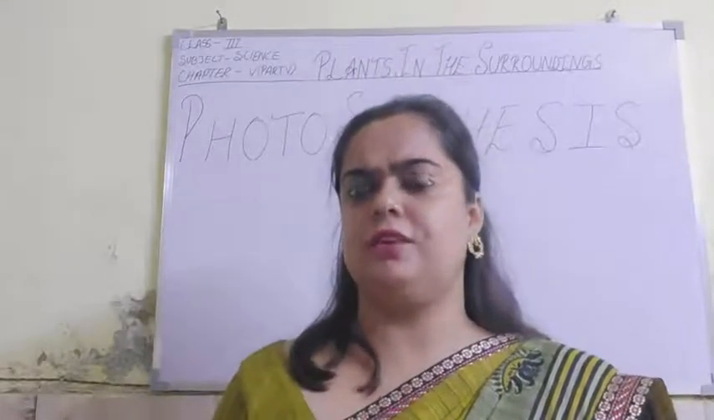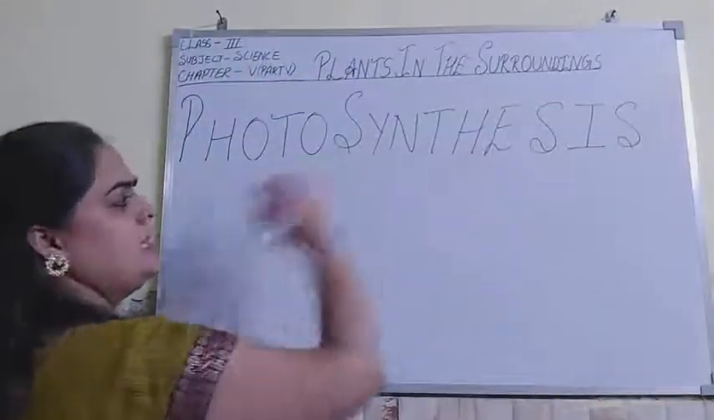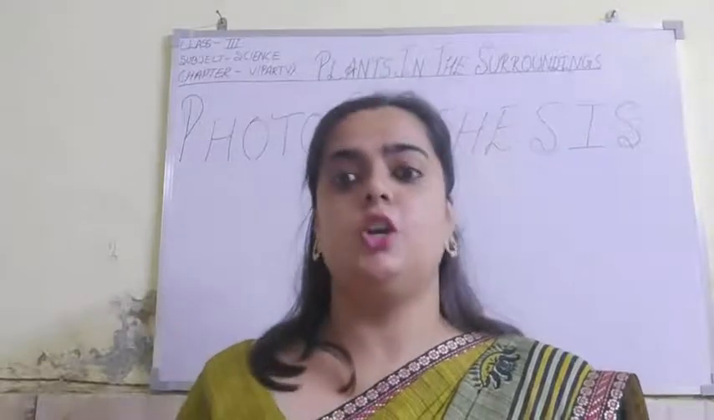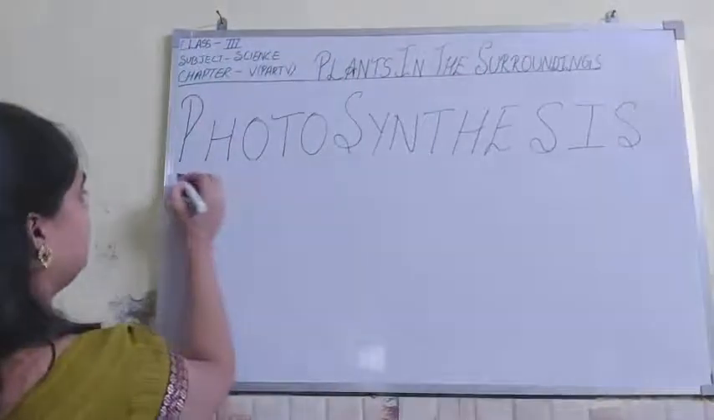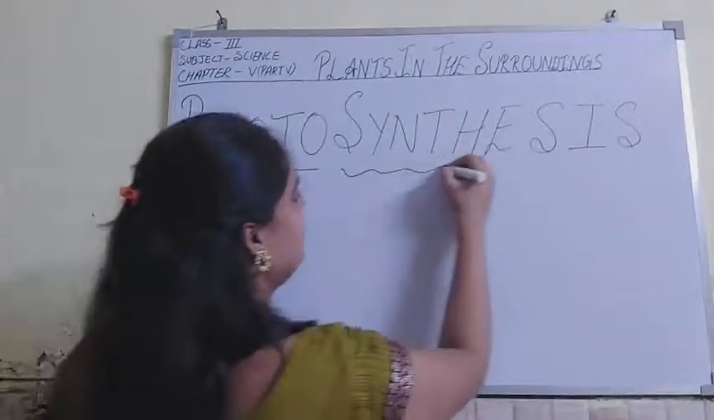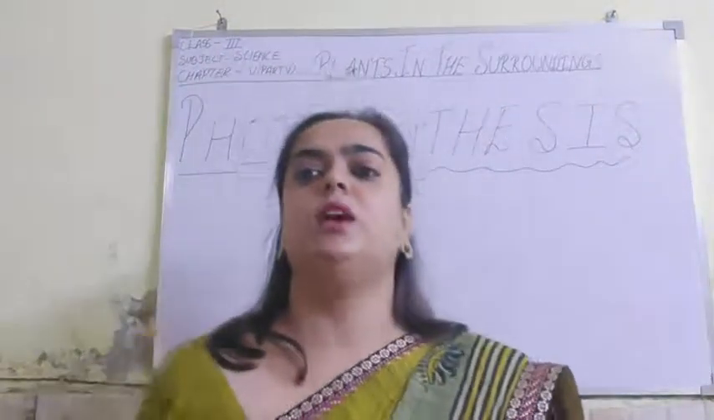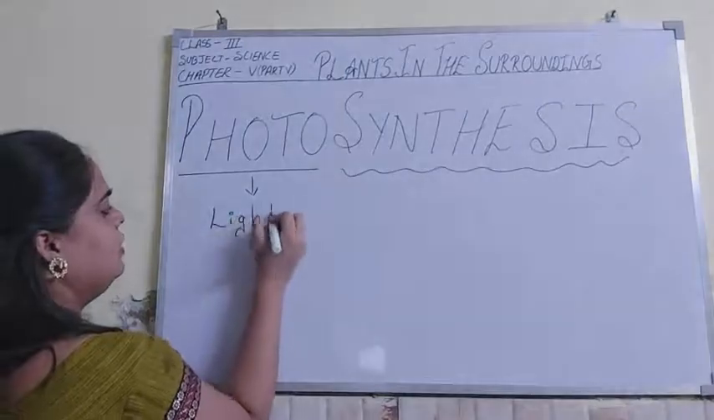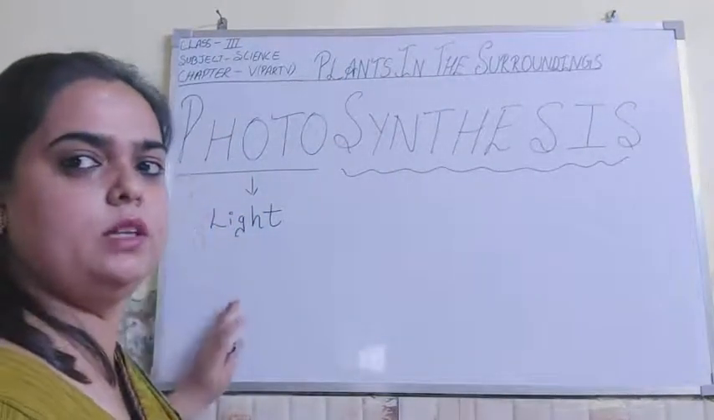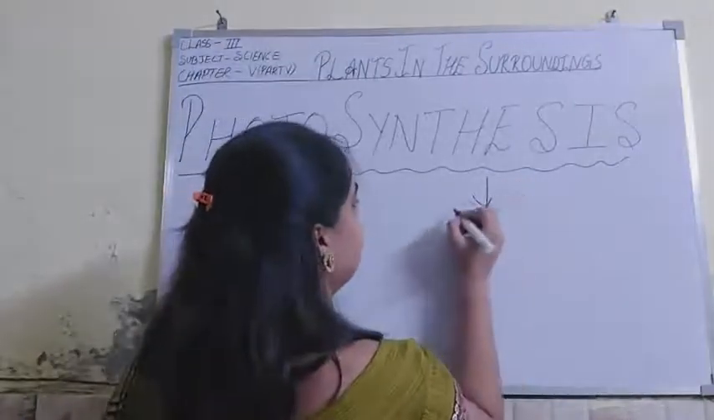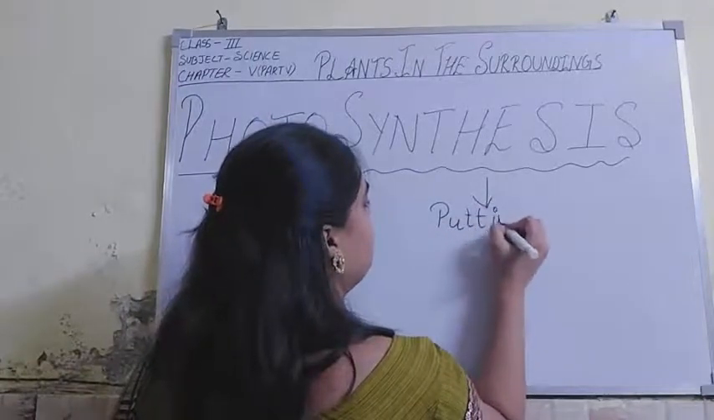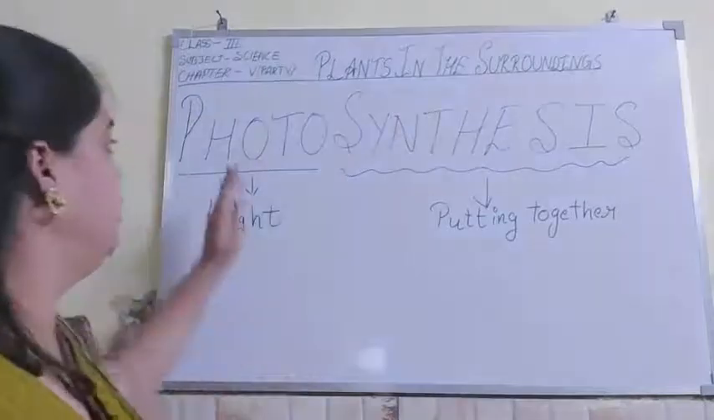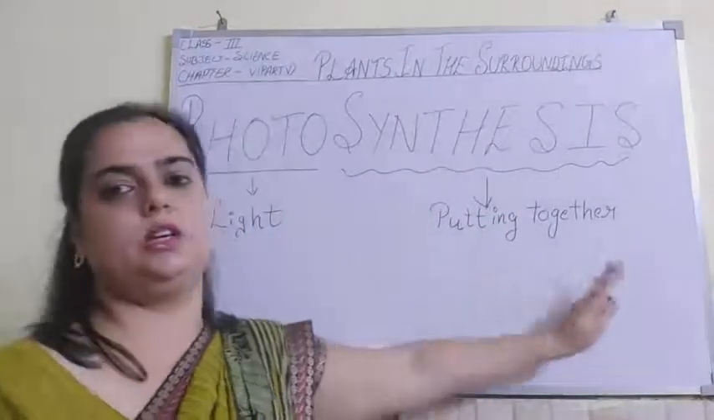And what is the function of a leaf? The function of a leaf is photosynthesis. Okay? Children, the word photosynthesis can be separated to make two smaller words. Number one, photo, and the other one is synthesis. Photo means light, and synthesis means putting together. So, photo means light and synthesis means putting together.